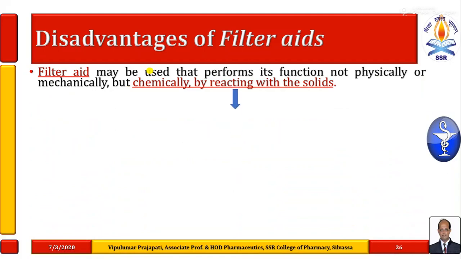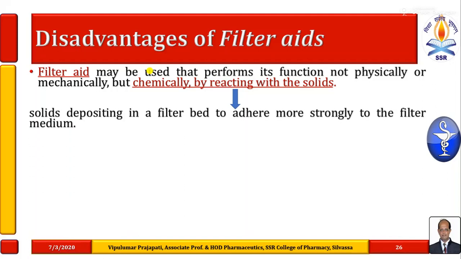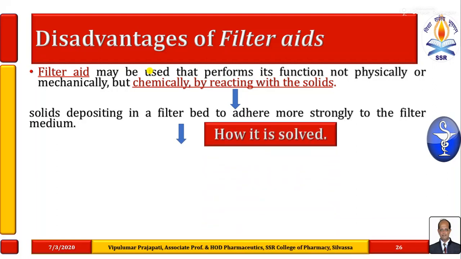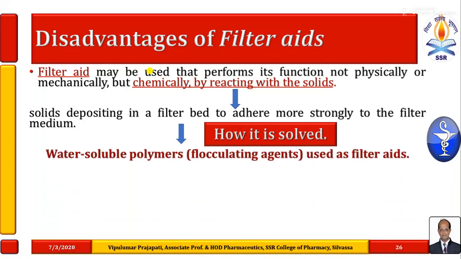A filter aid may be used that performs its function not physically or mechanically but chemically, by reacting with the solids which are present in the slurry. Solids depositing in a filter bed adhere more strongly to the filter medium and hence are not available in the required percentage in the end product. How is this solved? It is solved by the addition of water soluble polymers, commonly known as flocculating agents, and they are used here as filter aids.